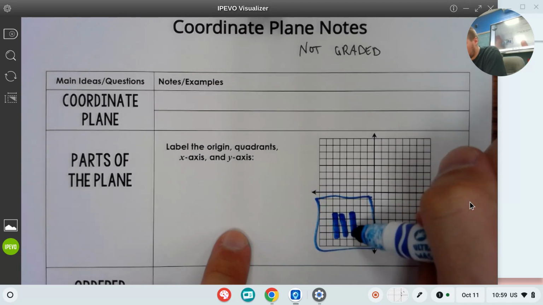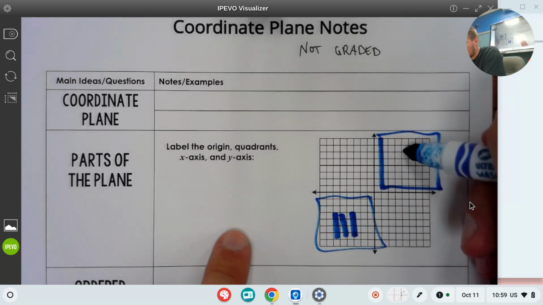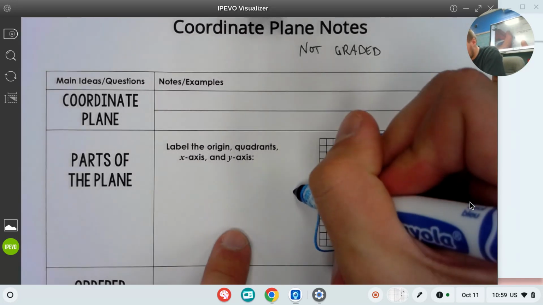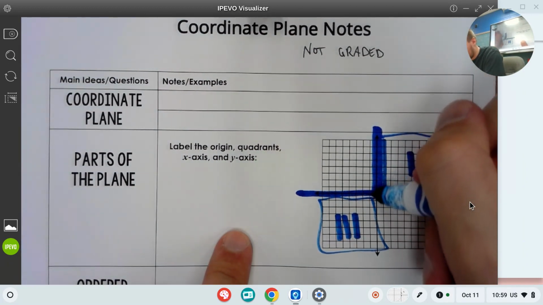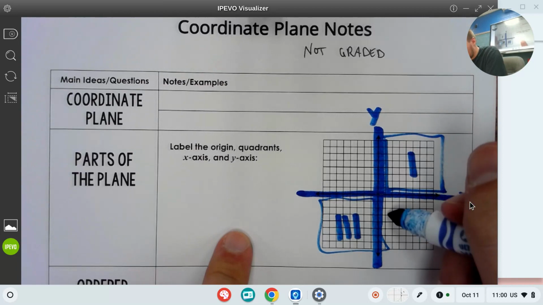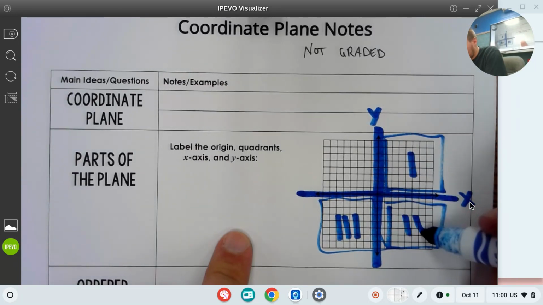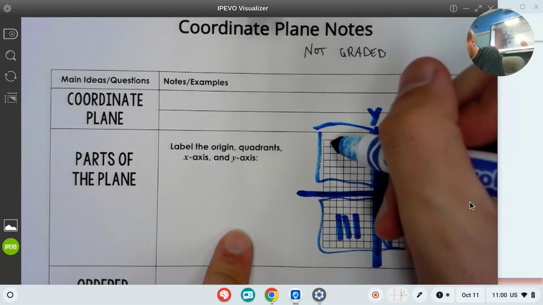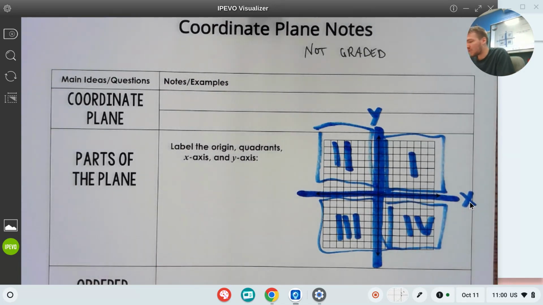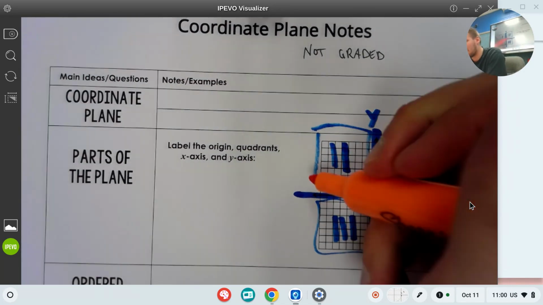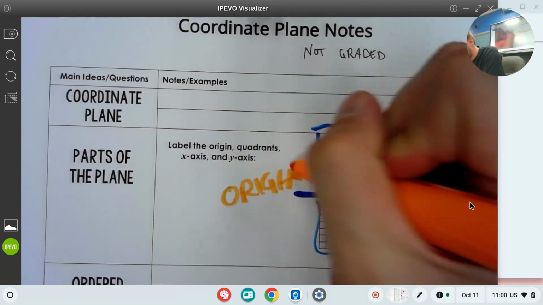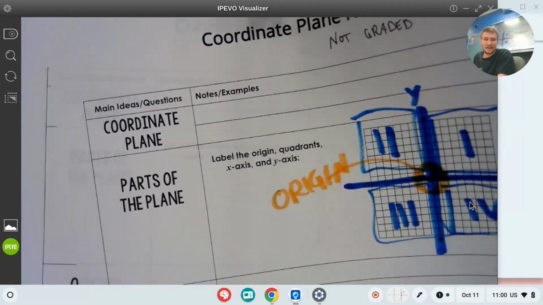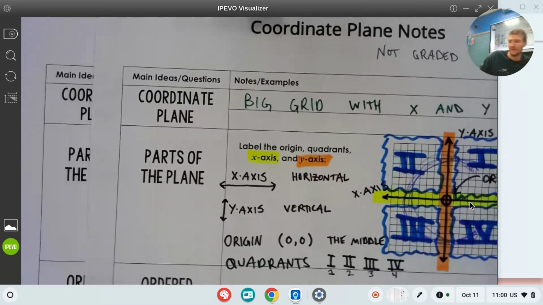Quadrant 3. What do you call this box? Quadrant 1. What do you call this line that goes across the middle? That's the x-axis. What about this one that goes up and down? Y-axis. What do you call this one here? Quadrant 4. What about this one here? Quadrant 2. And what do you call the very, very middle? Right in the middle is the origin. All right, we got it? Sweet. We're moving on.